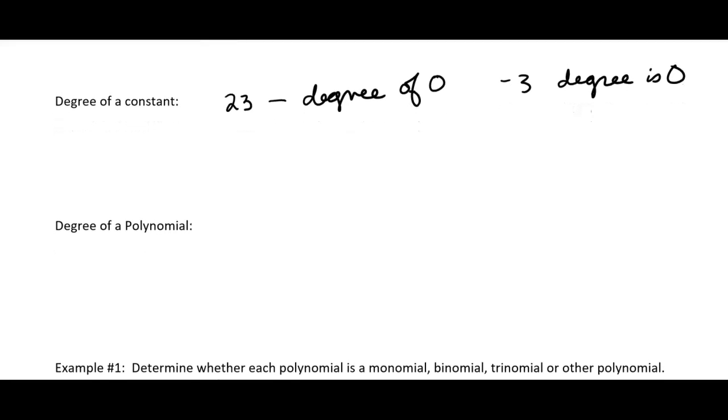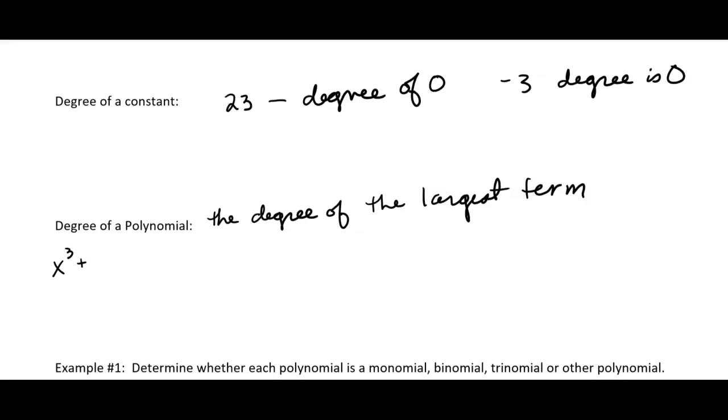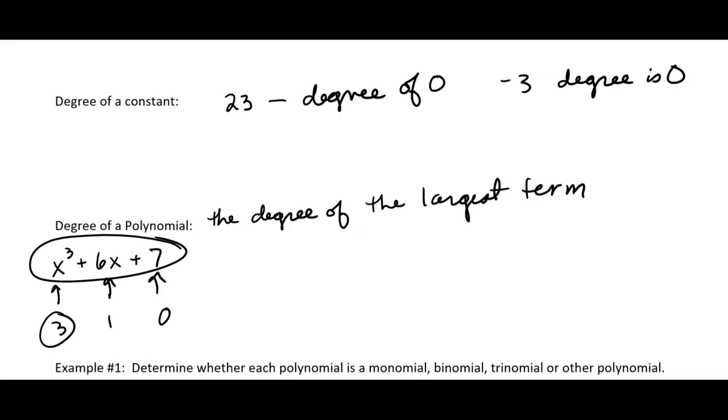Now the degree of a polynomial. It's the degree of the largest monomial, so the largest term. So let's say we have a trinomial, x cubed plus 6x plus 7. You say, well, the degree of this term is 3. The degree of this is 1. The degree of this is 0. So the degree of the whole polynomial is 3. It's the highest number. So degree 3.